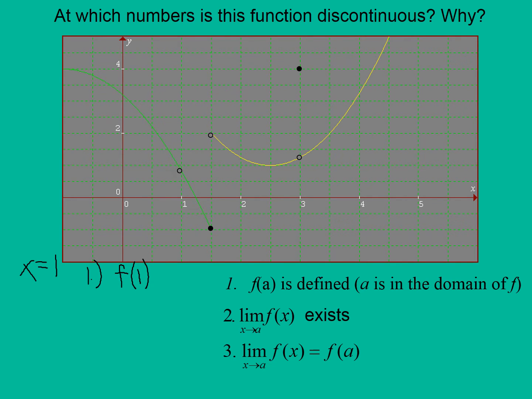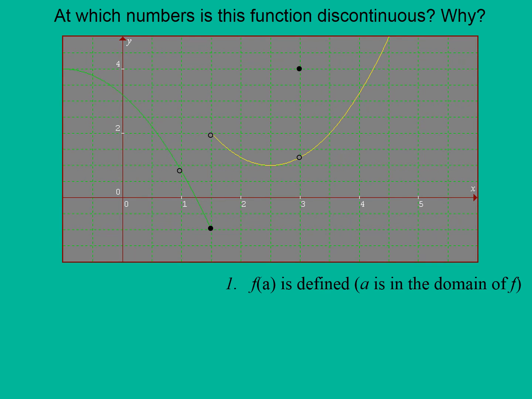Number 1, f of a is defined. Well, the value we're checking is x equals 1, so we are going to look at f of 1. And if we look at the graph right here, the function is not defined at 1. So we can stop and we can say this function is not continuous at x equals 1. We're finished. The next point we may want to check appears to be at x equals 1.5.